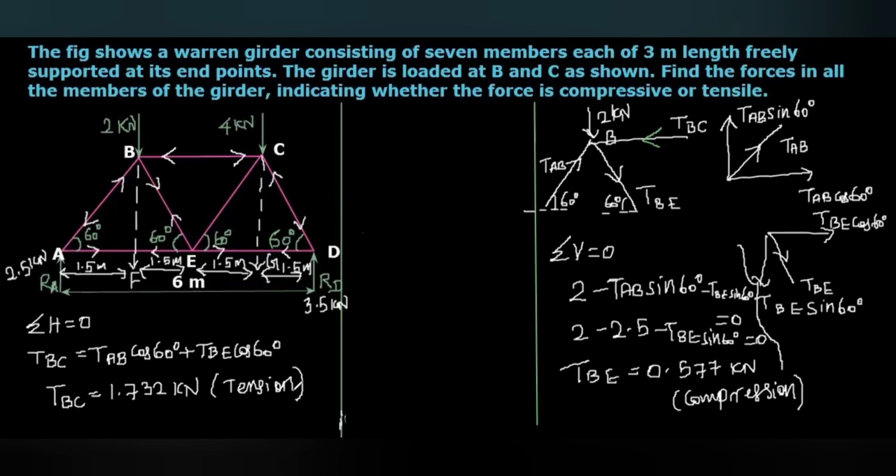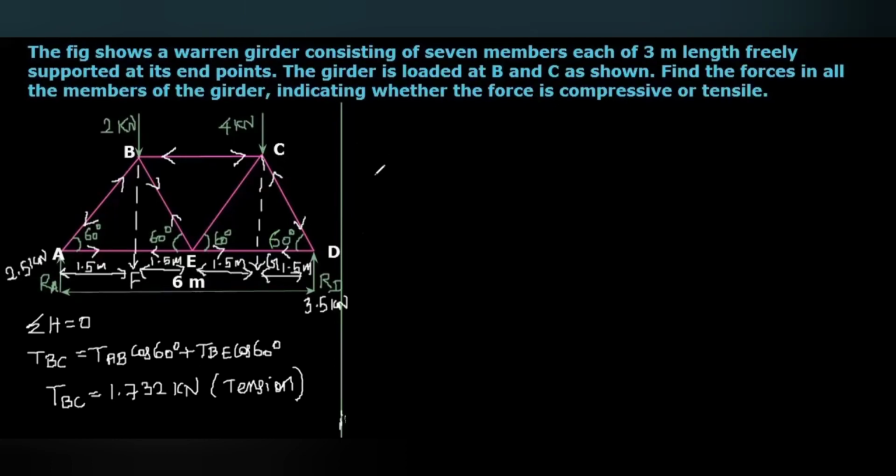Then we have to calculate the only unknown force, the force in the member CE. That is the only one unknown. For that, we are going to consider the joint C. So here in the joint C, what are all the things we are going to consider? This is joint C. Here, how many forces are acting?